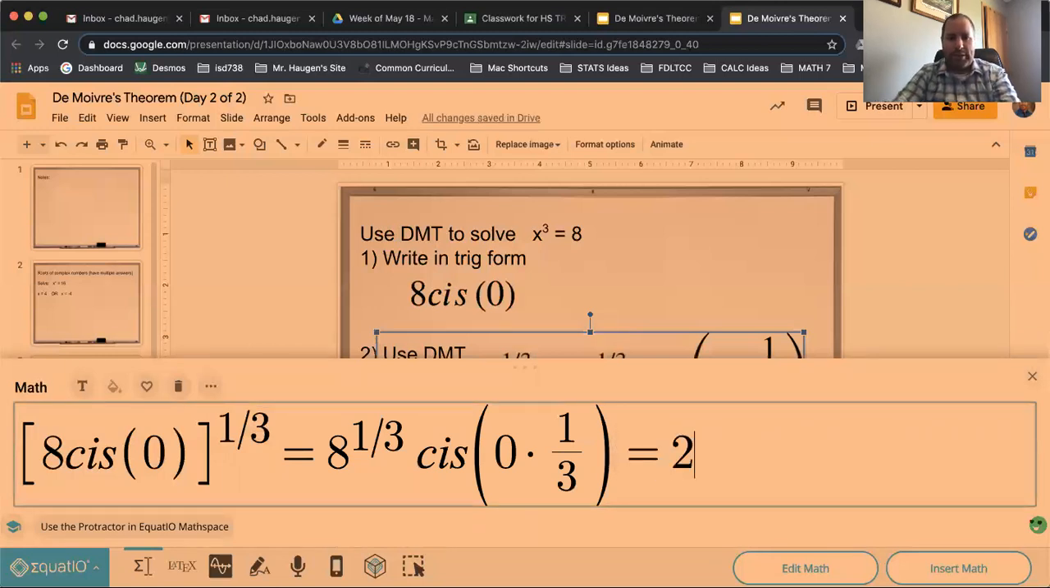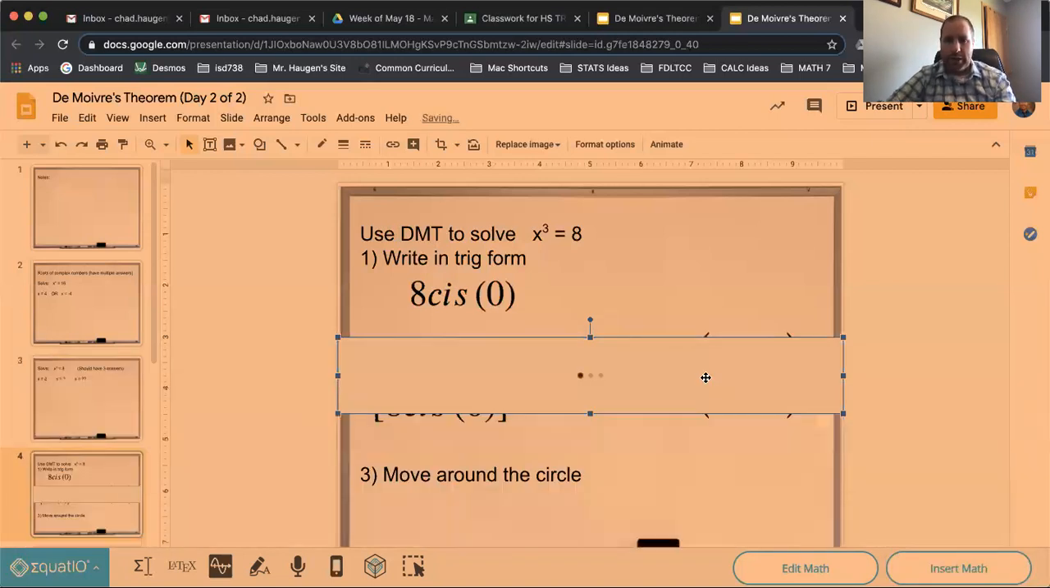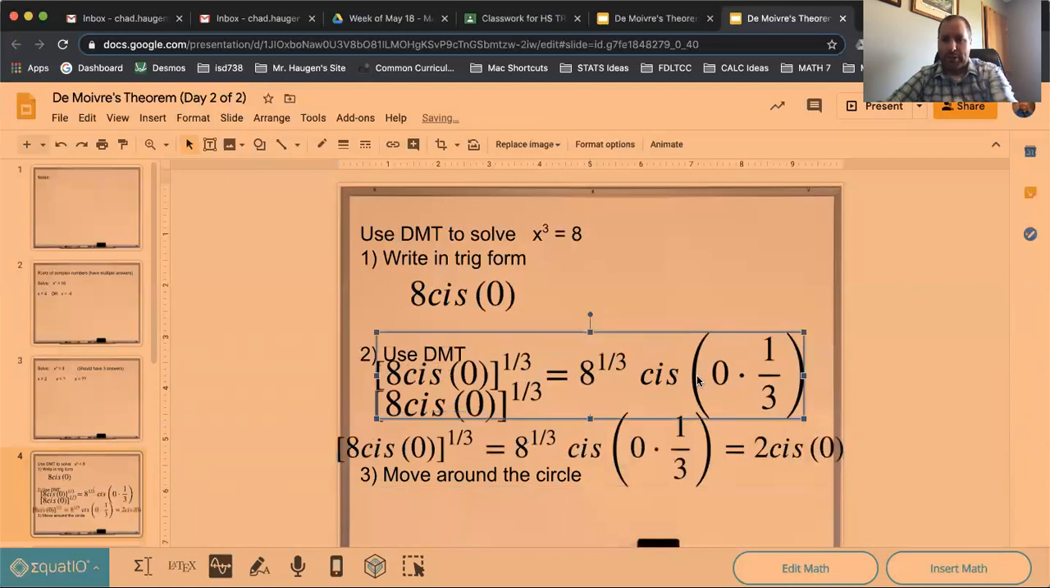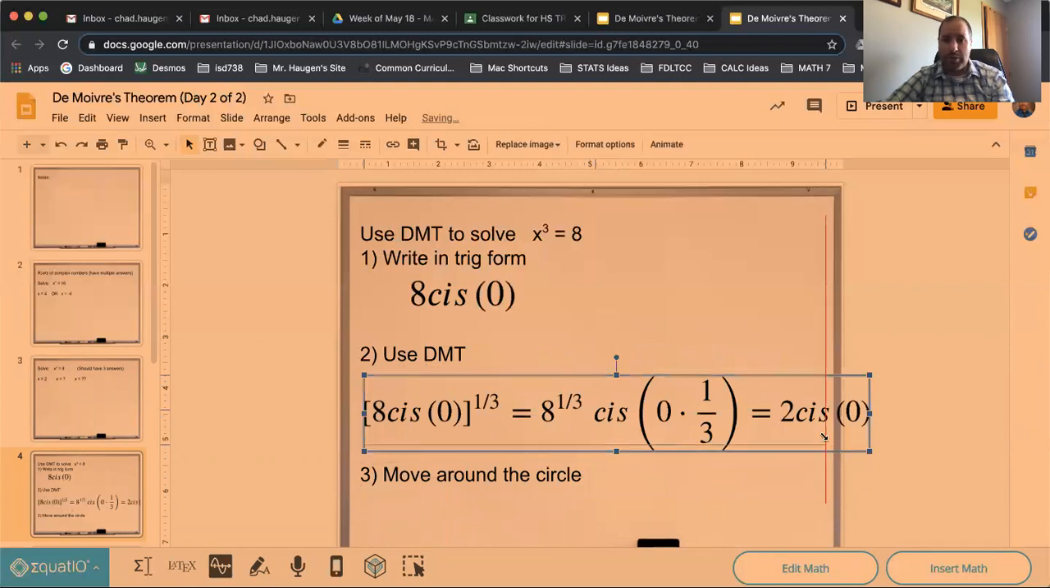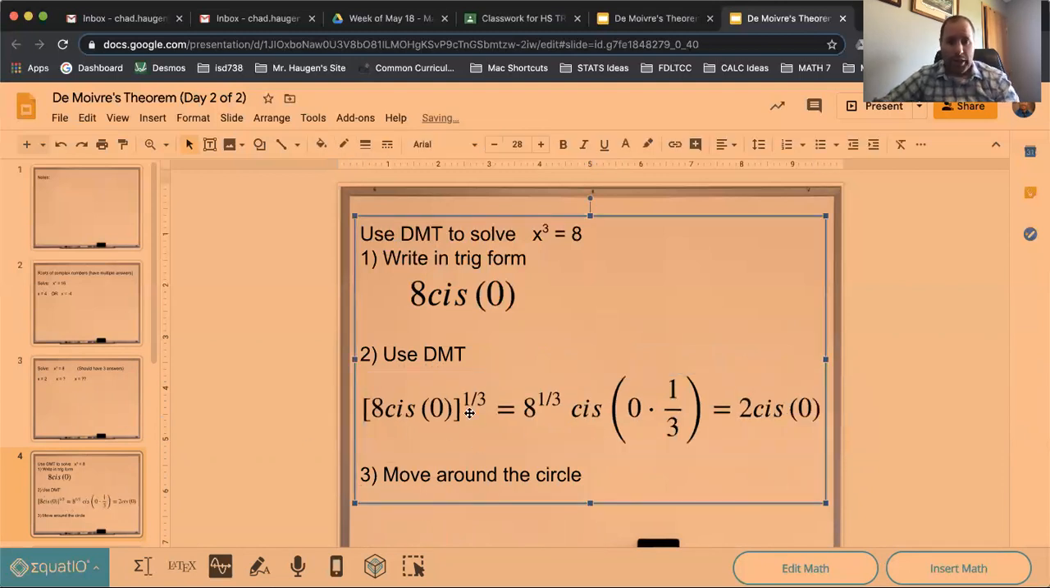Actually, let's do our last step. 1/3 of 8, or the cubed root of 8, is 2, right? We could type that in a calculator as well if you want to check that. And then cis 0. Okay. So there is one possibility. Let's get rid of all this extra stuff in here. So I know there was a few steps, but this was just what you did yesterday. Same exact thing. We brought the power down and we multiplied that exponent times the angle. That's all that we did.